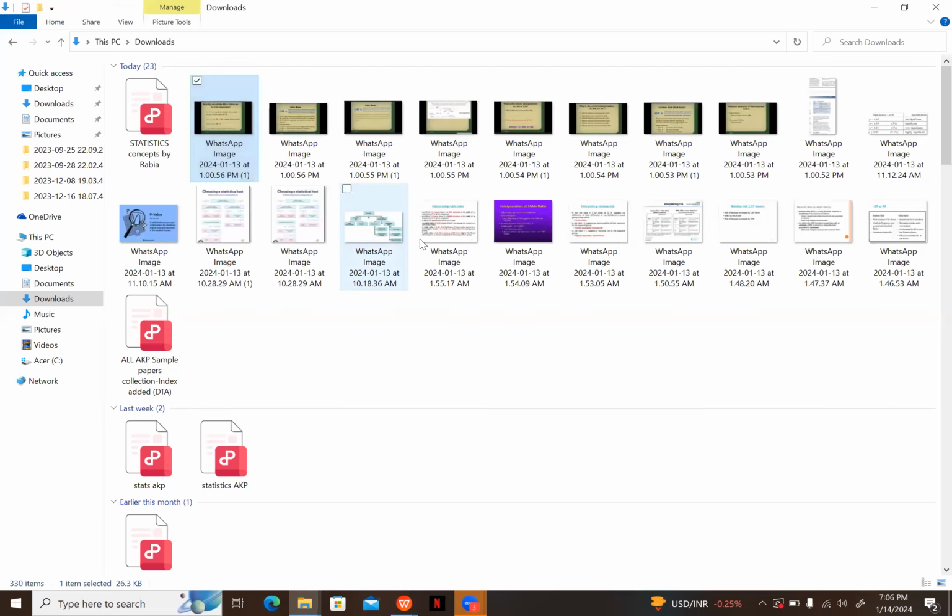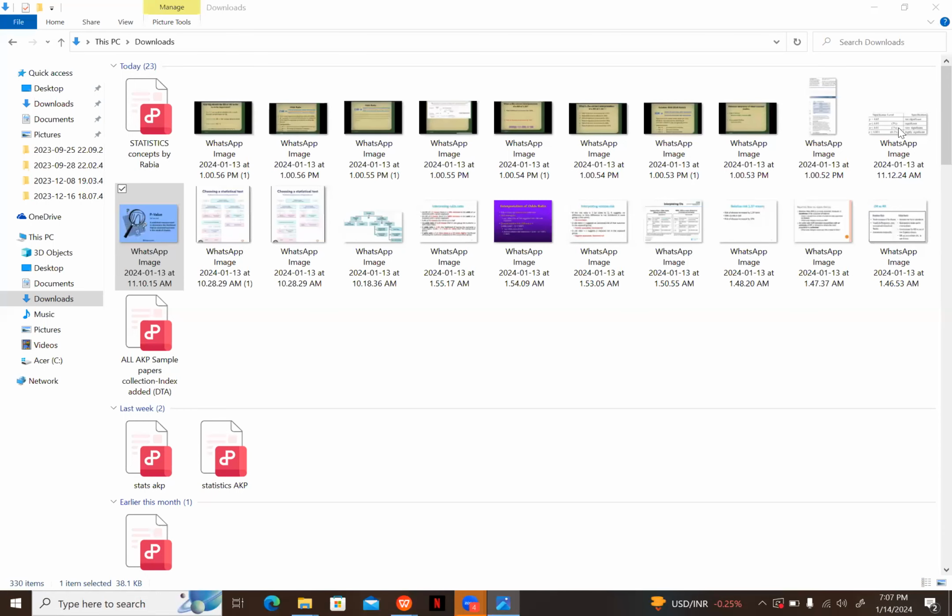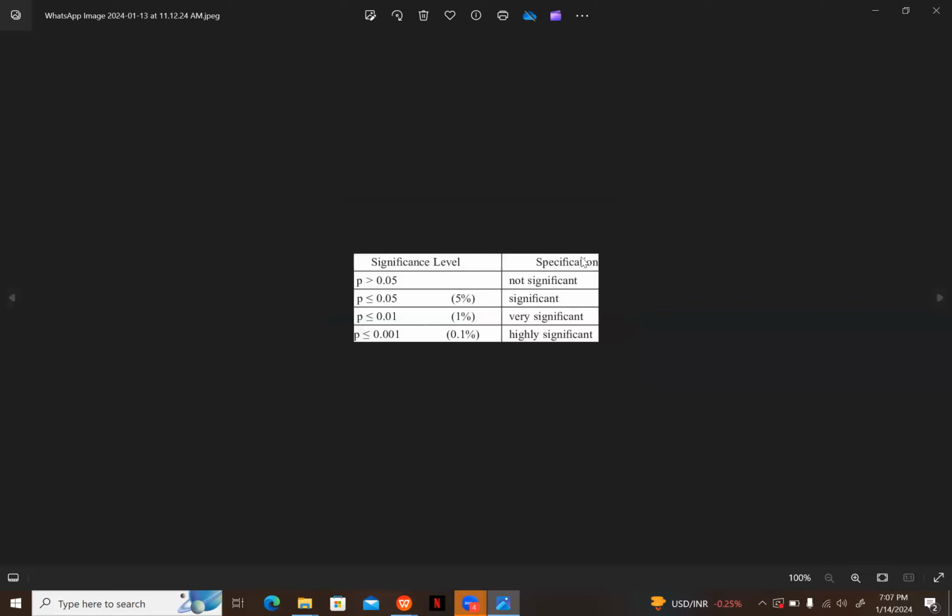Okay, some more slides I have. Yes, p-value, I forgot, sorry. What is a p-value? P means probability. It is a statistical measure which is used to determine the likelihood that an observed outcome is the result of chance. Okay, don't go into complicated definitions. Just remember this table: what is significant, what is not significant, what is very significant, and what is highly significant. These are the values of the p-values.